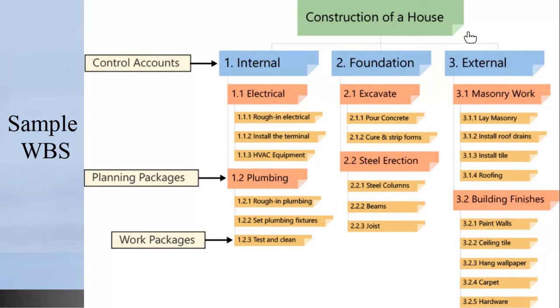We have figured it important to break down this house into three deliverables. There are some internal components, that's what we call it. There's a foundation, and then there is external. That's how we are breaking it down. And we have created some control accounts, because whilst we're doing the WBS, however we do it, we need to ensure that our finance department is in alignment with us.